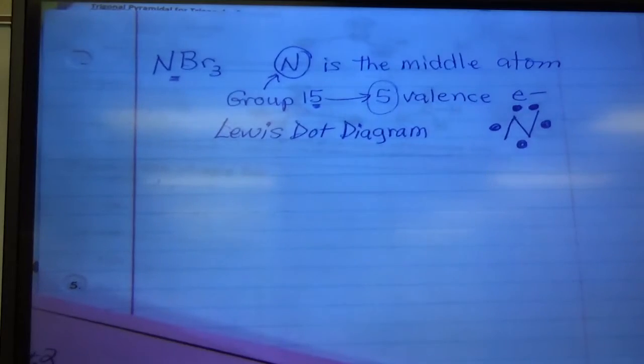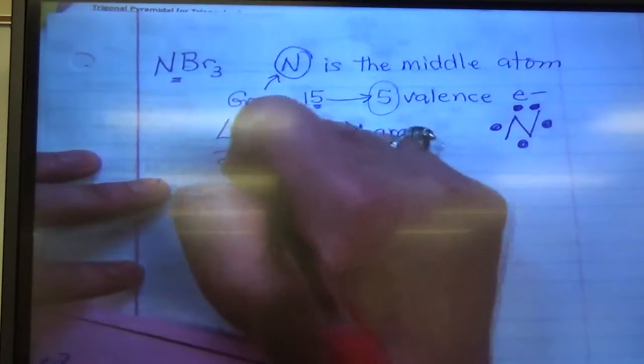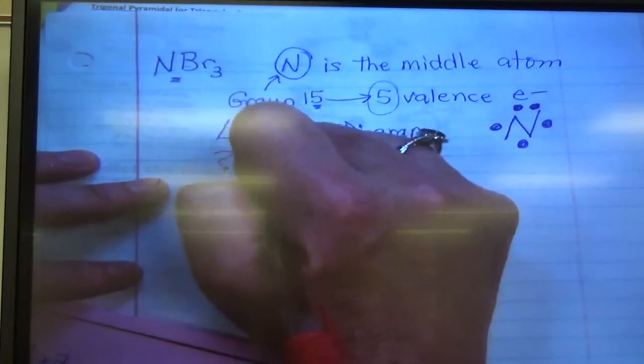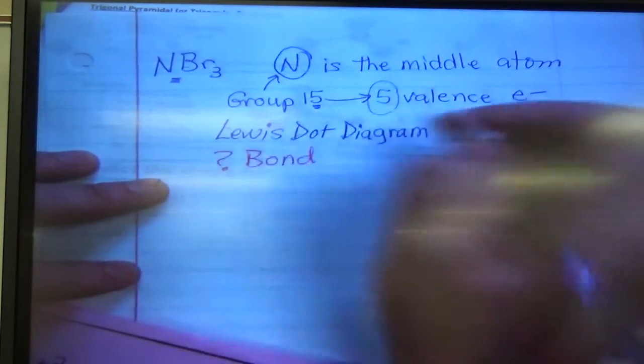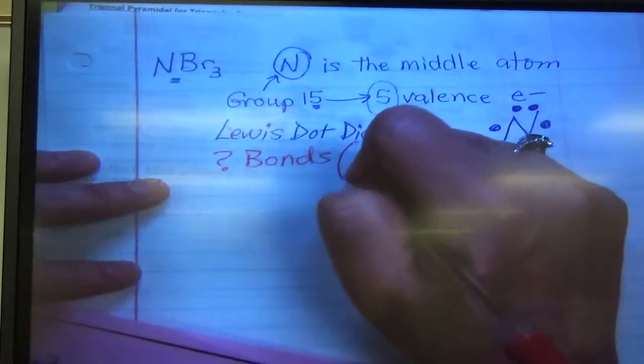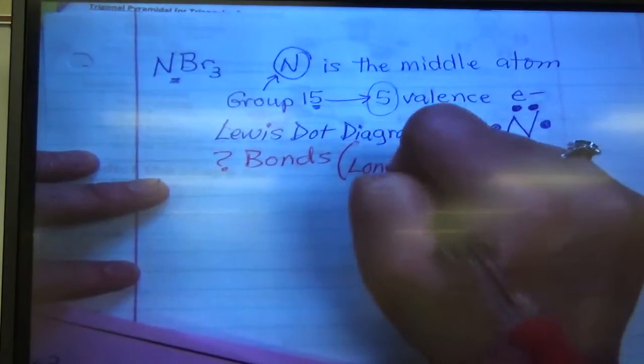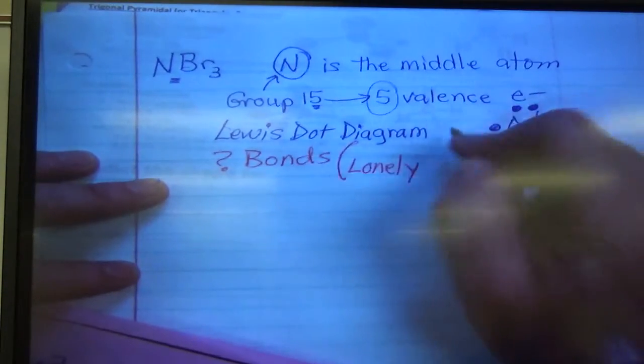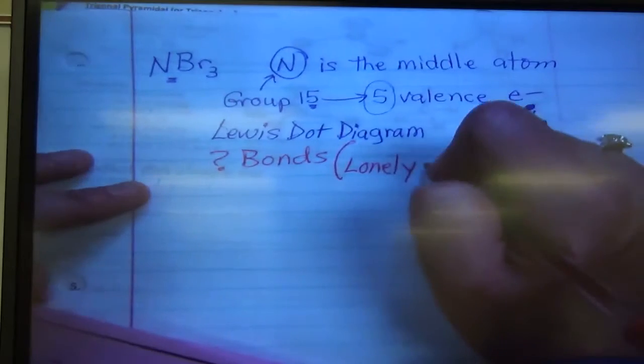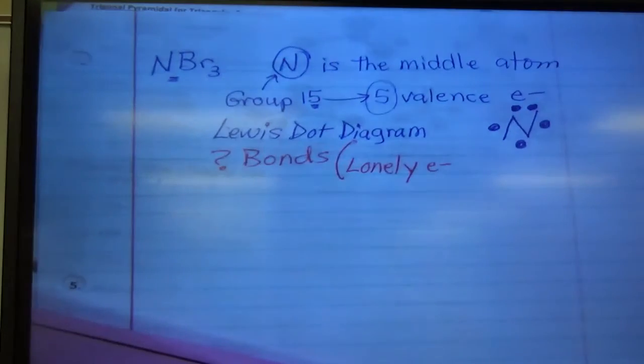All right. Now, I want to know how many bonds, okay? How many bonds will this make? The way you know how many bonds is you look for lonely electrons. So, you got it already, lonely electrons. Oh, I need a partner. I'm all alone. And I'm being silly on purpose so it'll get your attention.